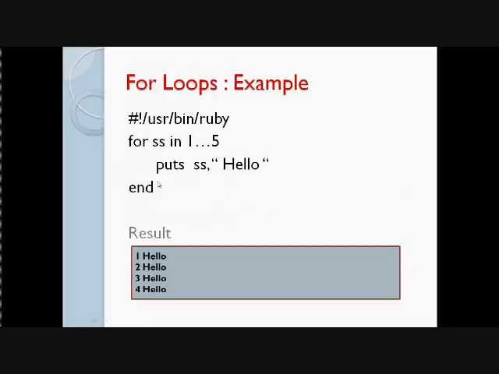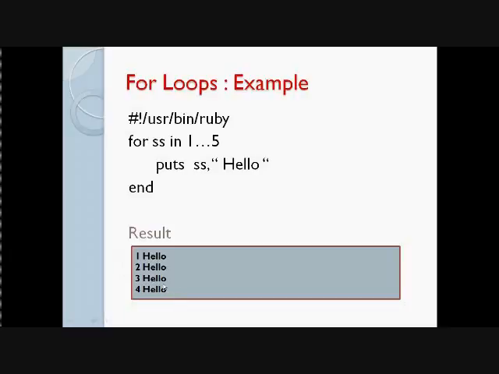For loop. The following example shows the way of writing a for loop. The ellipses indicate the range through which to loop. The for is terminated by an end keyword. You don't need braces for a loop. The following is the output.